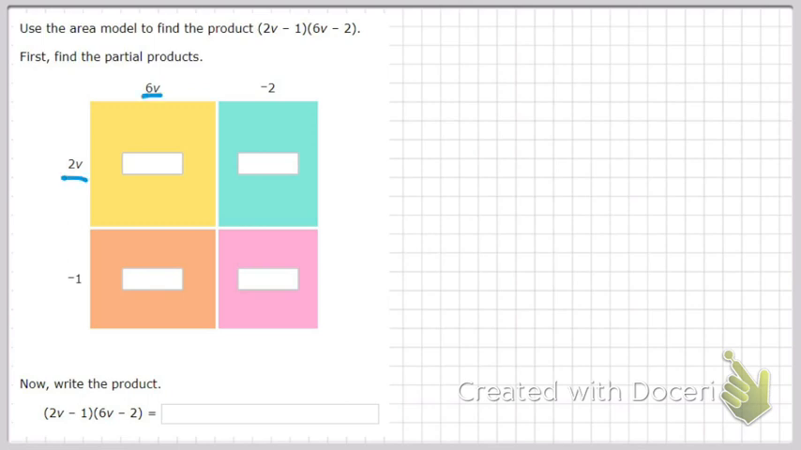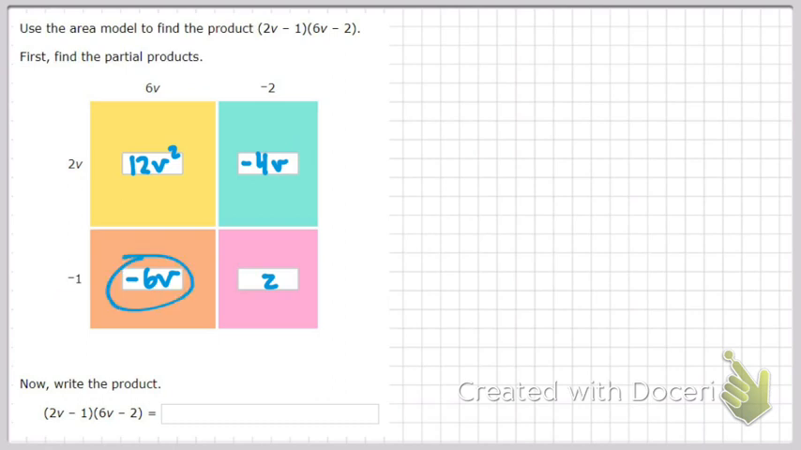Okay, so for the first one, we're going to multiply these 2 together. 2 and 6 is 12, and v times v is v squared. Next, we're going to multiply these 2 together. So we have 6 times -1, which is -6, and then we throw the v in there. That v doesn't change because there's no v on this term. The next one I'm going to do is 2v times the -2. So I get -4v. And then the last one I'm going to do is -2 times -1, which is a +2, because when you have 2 negatives multiplying, you end up getting a positive.